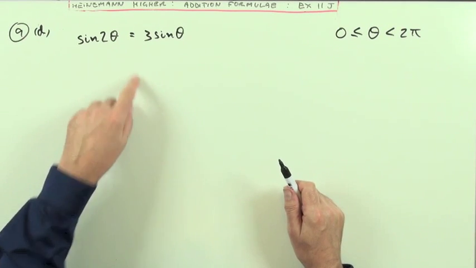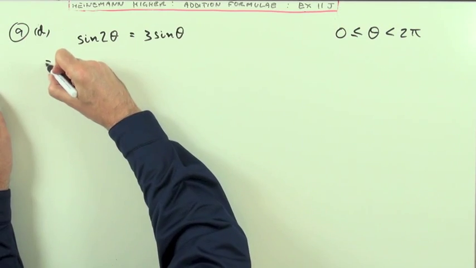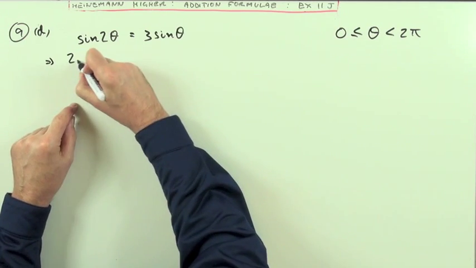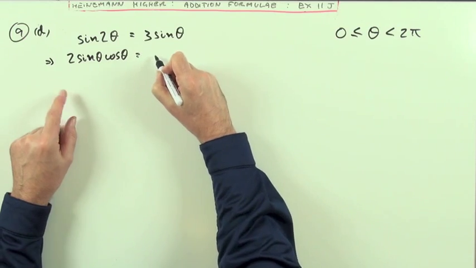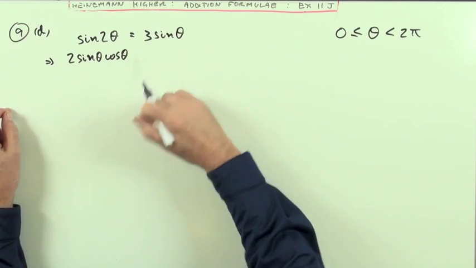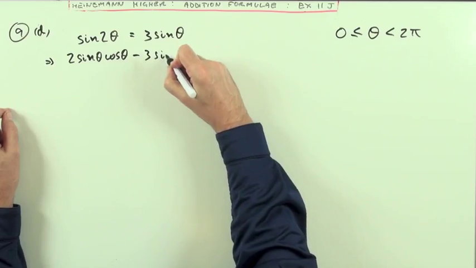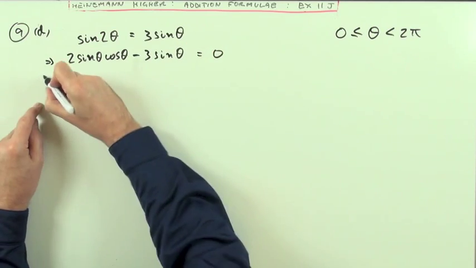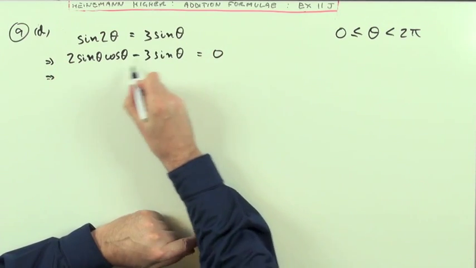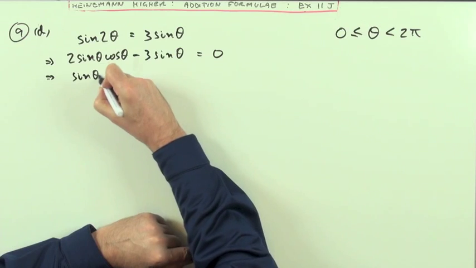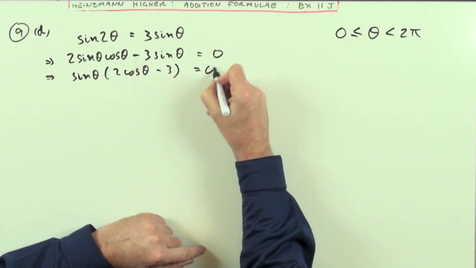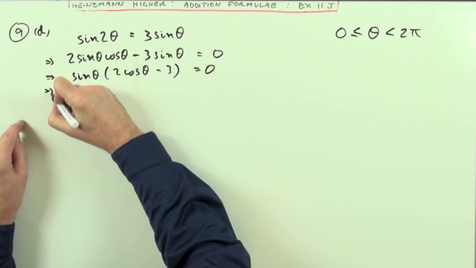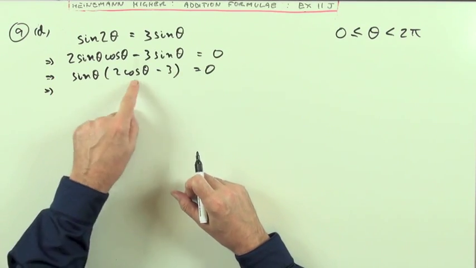And finally at D, a nice little sine. No choice of the sine, sine just becomes 2 sine theta cos theta. And I suppose at the same time I could just have taken that over, minus 3 sine theta equals 0. So then I've got common factor sine theta, leaving 2 cos theta minus 3 equals 0. And from those two factors, either that equals 0 or this equals 0.